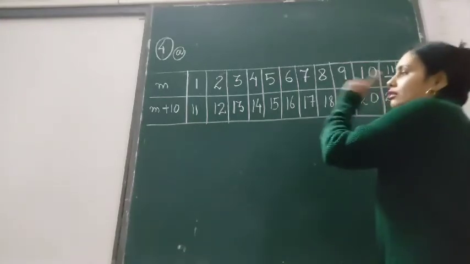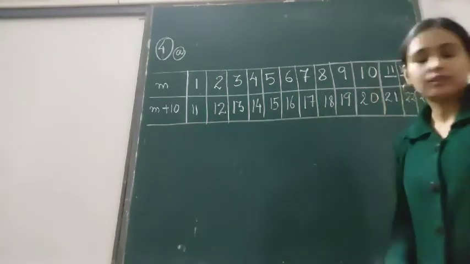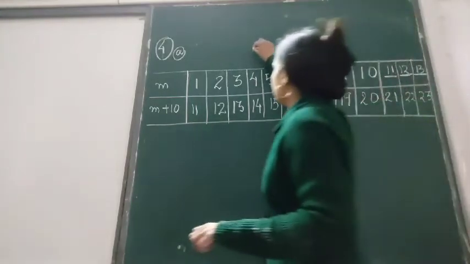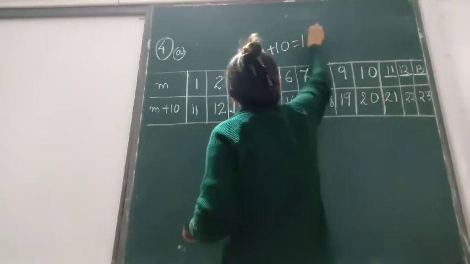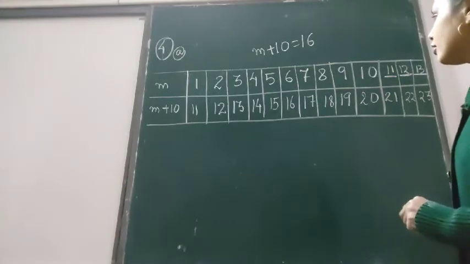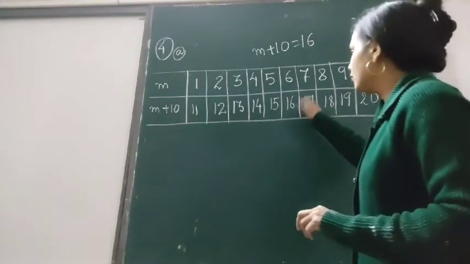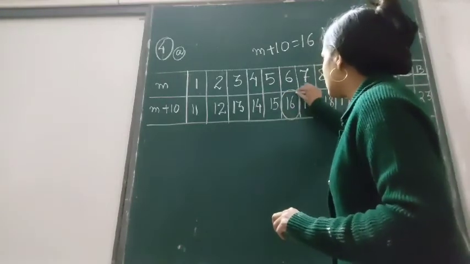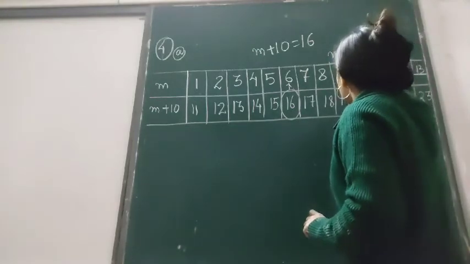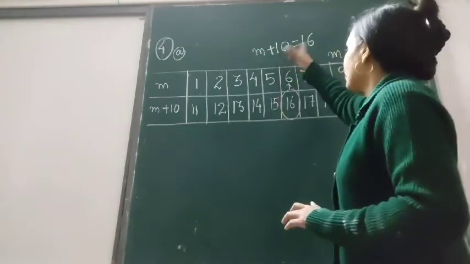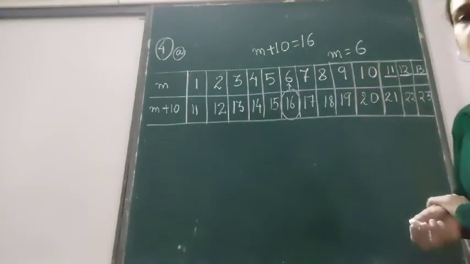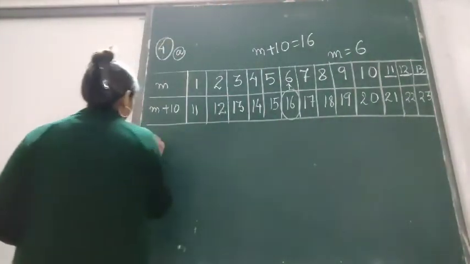Now during the inspection we have to find at what value, let me check the equation. This is the equation, okay? At which value is it satisfying? So which value? Here is 16, you can see. So at which value? m is equal to 6. So when m is equal to 6, this equation is satisfied, okay? So this completes the A part. We go to the B part after this.